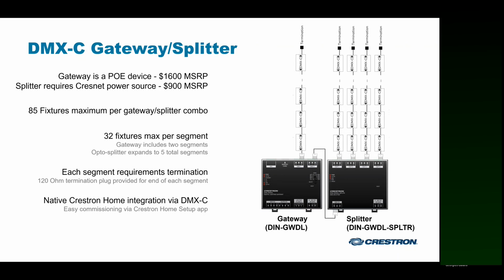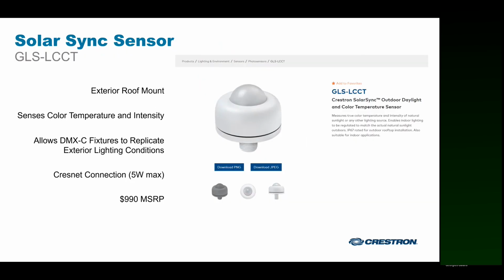Override contact inputs should be used to turn lights on and off manually in the event that the processor is offline. The GLS-LCCT, also known as the Solar Sync sensor, is an exterior roof-mounted device that senses color temperature and enables DMX-C fixtures to replicate exterior lighting conditions in real time. A built-in heating element prevents snow and ice buildup in colder climates.